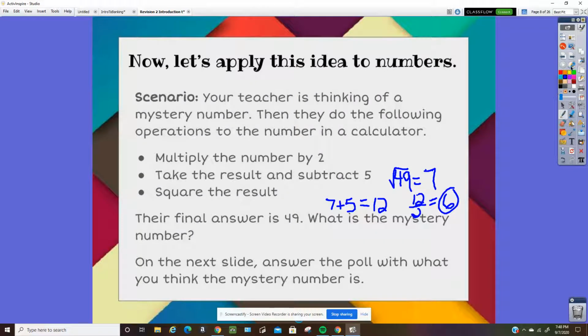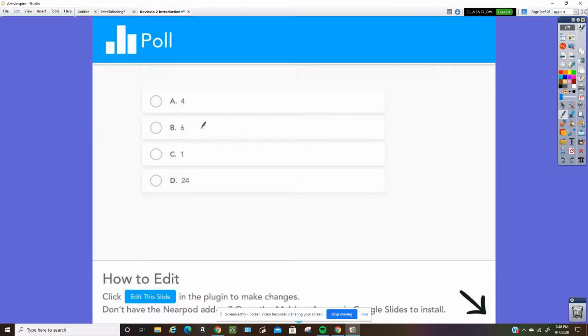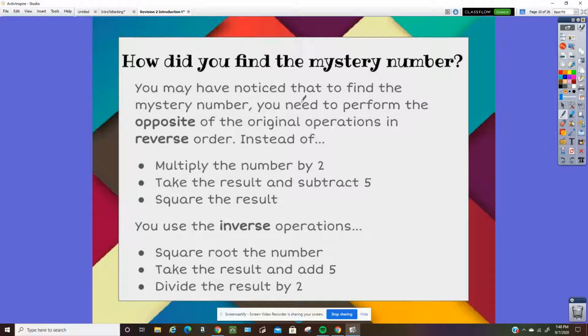So on the next slide, the mystery number that you should have selected was 6. Excuse me, letter B. So how do we find the mystery number? We did the inverse operations. We take the square root of 49 and get 7. And then 7 plus 5 is 12. And then divide 12 by 2 and you get 6. So this slide right here explains the inverse there.